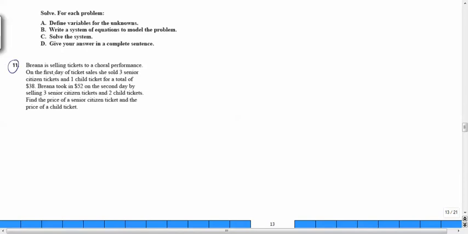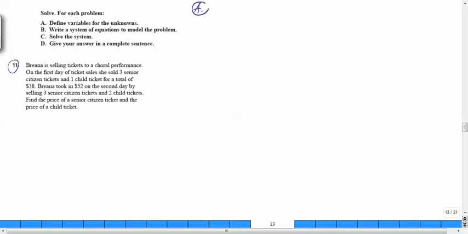11. Brianna is selling tickets to a choral performance. On the first day of ticket sales, she sold 3 senior citizen tickets and one child ticket for a total of $38. Brianna took in $52 on the second day by selling 3 senior citizen tickets and 2 child tickets. Find the price of a senior citizen ticket and the price of a child ticket. What can we do?